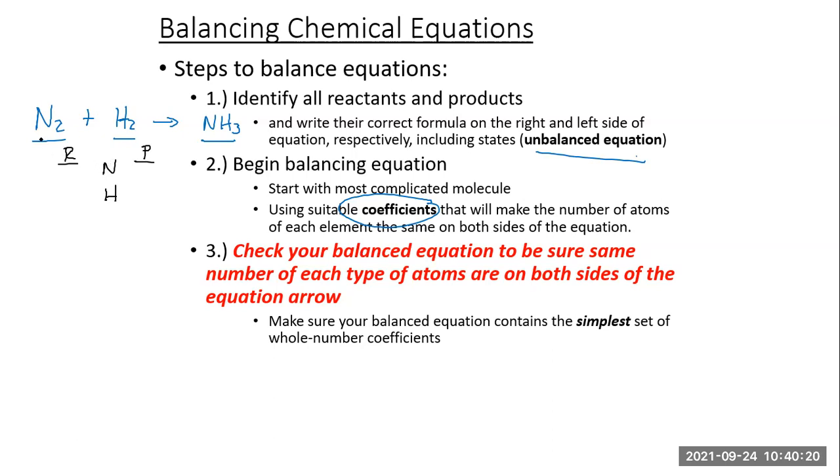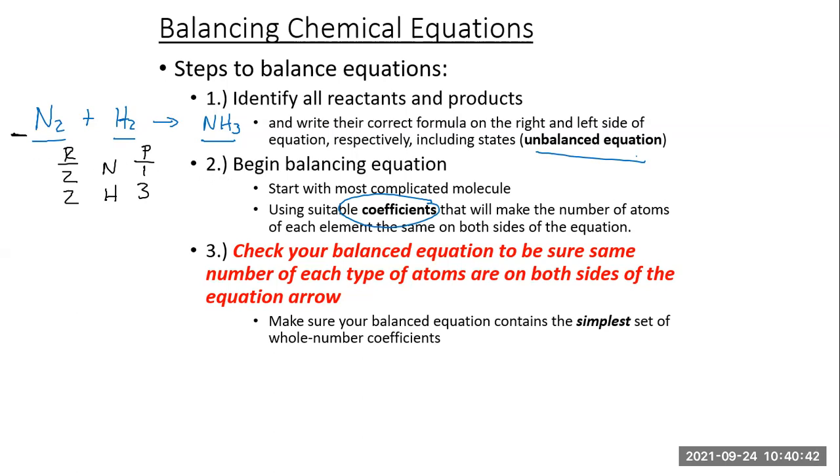So for example, in my example here on the left-hand side, I have 2 nitrogens from here. On the right-hand side, I only have 1 nitrogen. Left-hand side, I have 2 hydrogens. Right-hand side, I have 3 hydrogens. So this gives us a good approach of where we should maybe begin.